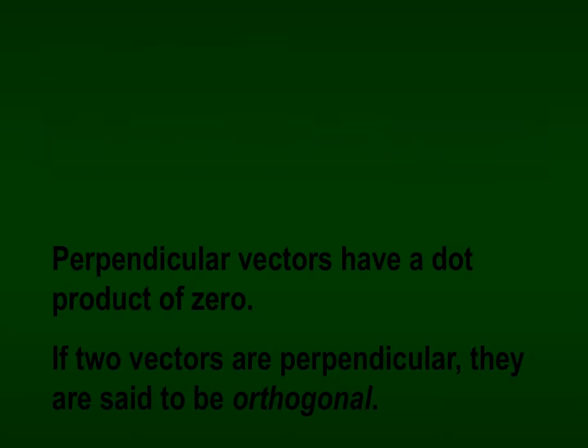So what does that mean? That means that they are perpendicular. If two vectors are perpendicular, they are said to be orthogonal. So perpendicular vectors have a dot product of 0. Perpendicular vectors meet at 90 degrees. So if your angle is ever 90 degrees, then you know your dot product is going to be 0.